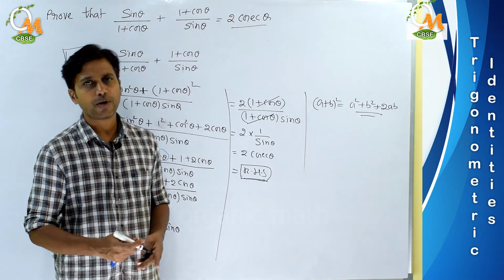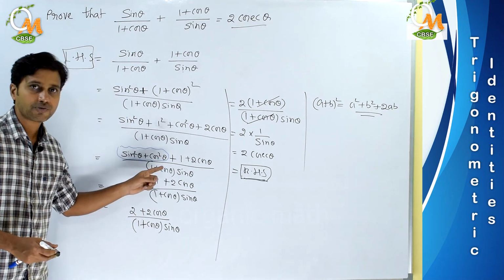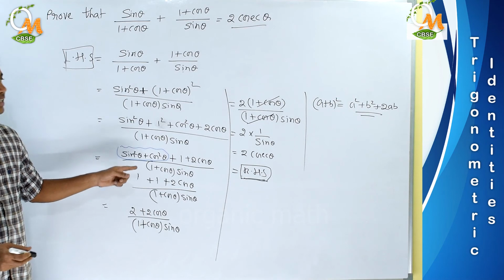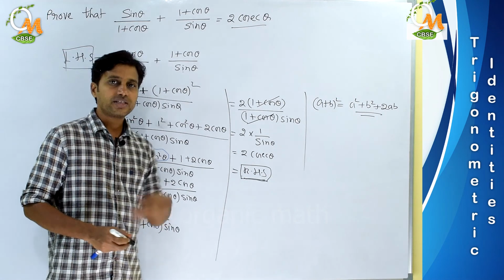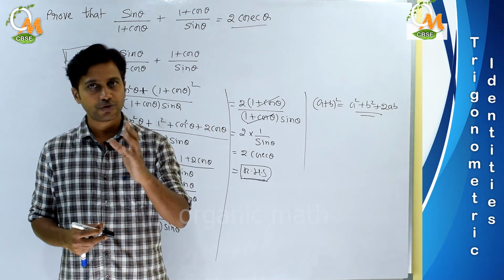This is also one of the problems based on trigonometric identities, because we used here sin square theta plus cos square theta, which is the first trigonometric identity, to solve this. So this is also one of the parts from trigonometric identities. I hope you guys would have understood this.